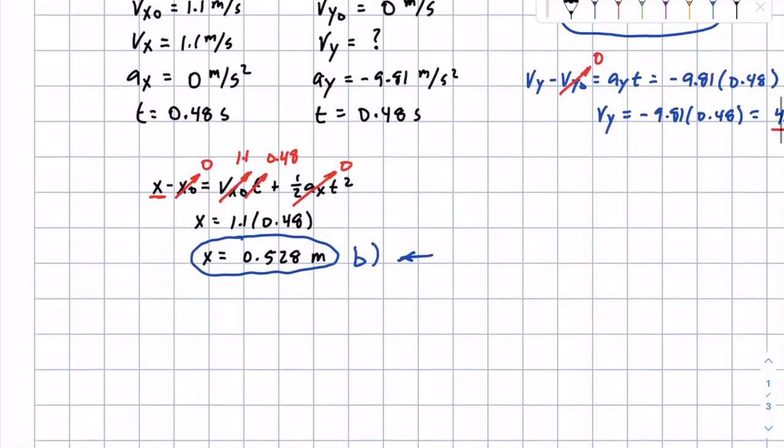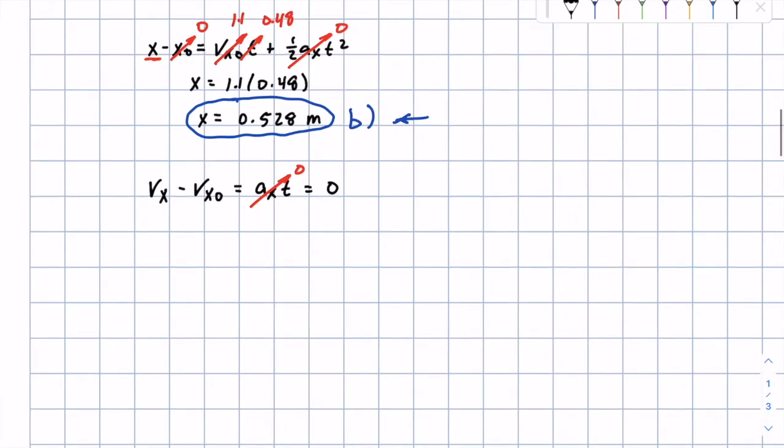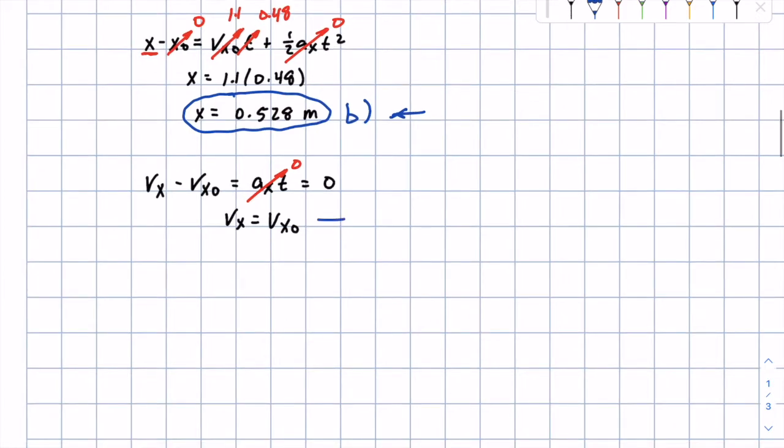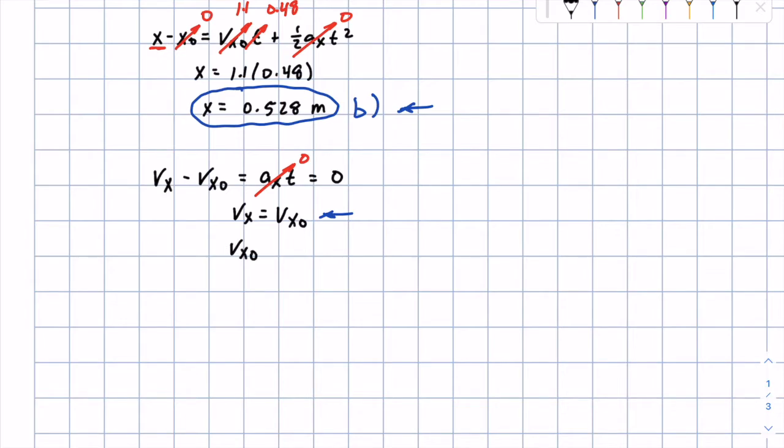Okay? So now we're going to move on to the short equation in the x direction. We've got vx minus initial velocity in the x is equal to acceleration in the x times time, which is equal to 0. And that just tells us that Vx is equal to Vx initial. Boom. There you go. You don't have to take my word for it. And we know that Vx initial is equal to 1.1 meters per second, which is also equal to Vx final.